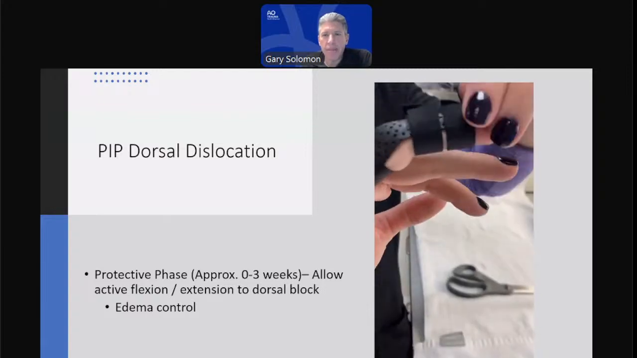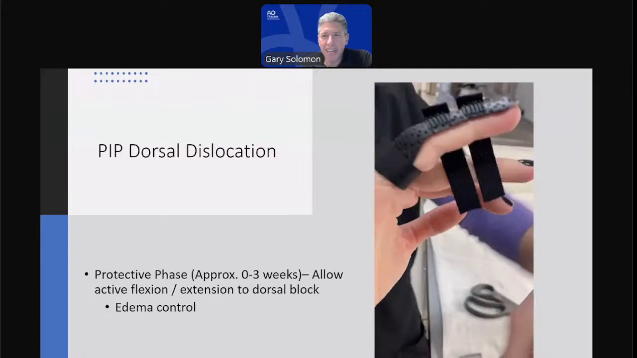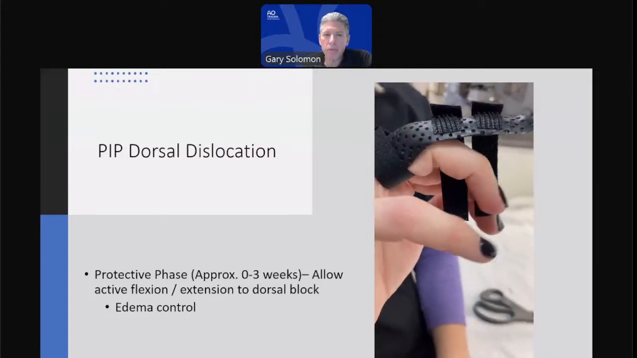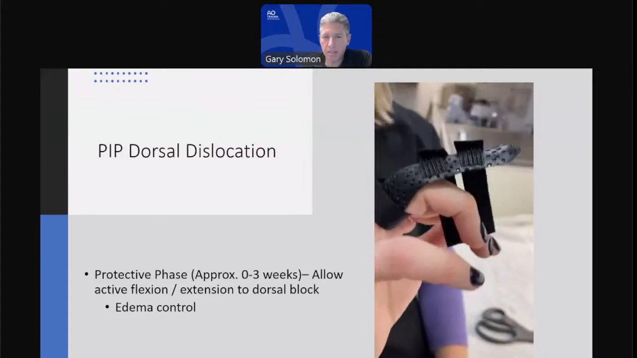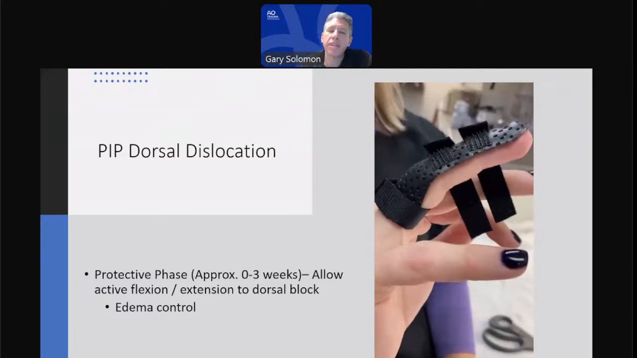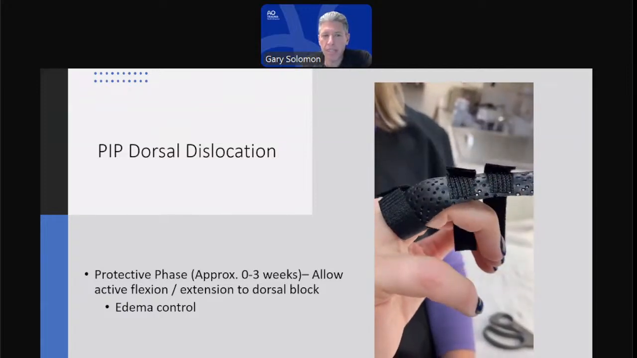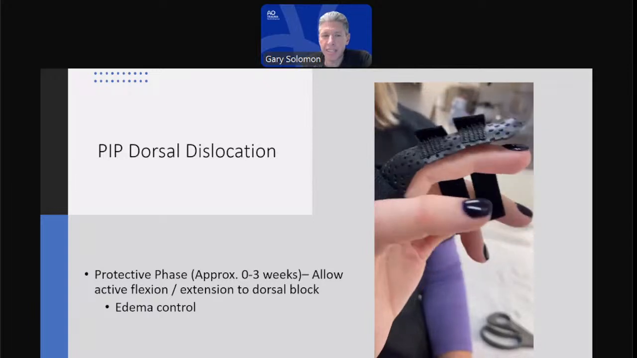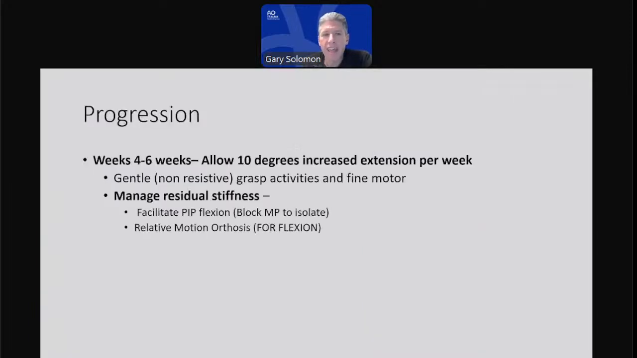I usually do either a hand-based or digital dorsal block. I used to do the cage, but now I just do everything dorsal. We start them moving. In the protective phase, especially the first 3 weeks, we block at about 30 degrees and allow flexion and extension to the dorsal block. Then at about 4 to 6 weeks, we allow an increase of 10 degrees of extension per week, and then we start to really focus on managing that residual stiffness.